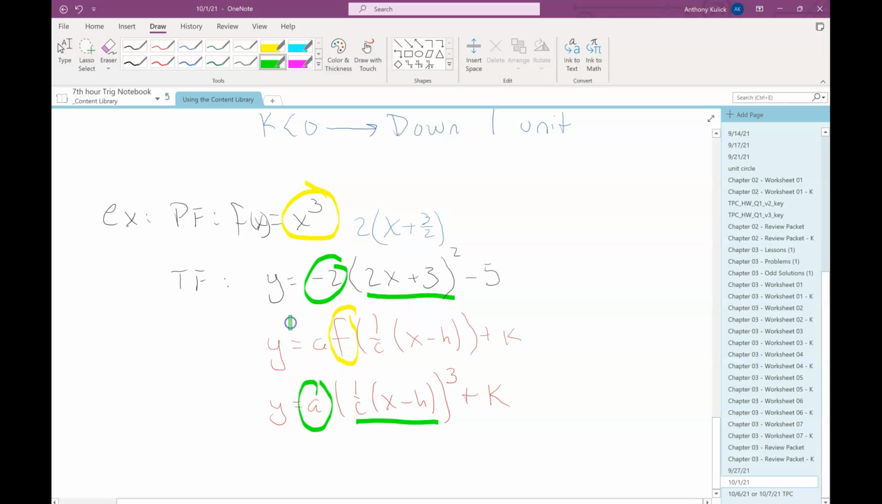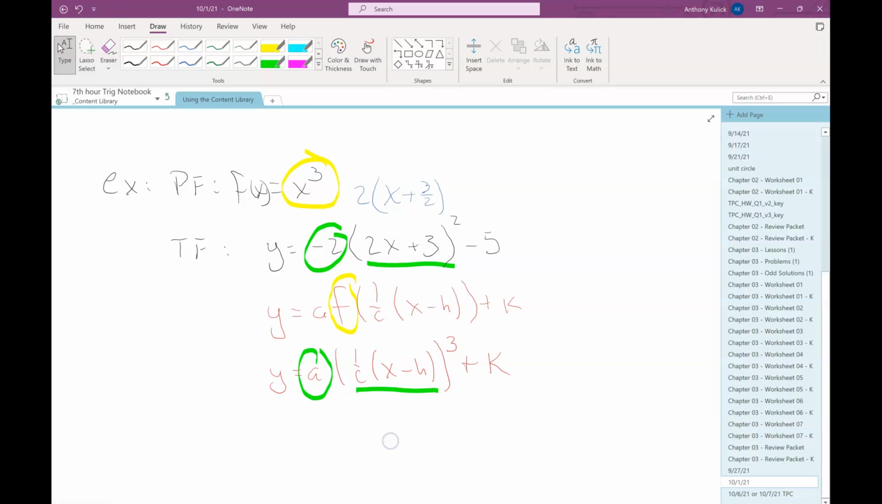So my a is -2. Does our square go away? Well, I just chose not to write it, because this piece is that piece. Yeah, I know what you're talking about. That's okay.